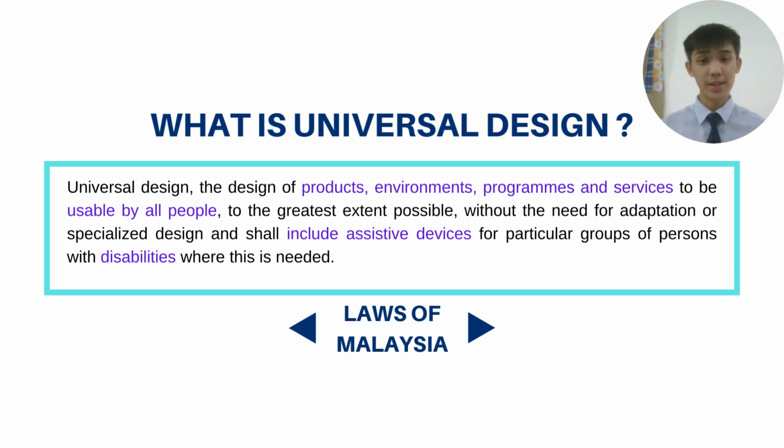Universal design is the design of the product, environment, programs, and services to be usable by all people to the greatest extent possible without the need for adaptation or specialized design, and should include assistive devices for a particular group of persons with disabilities where it is needed.